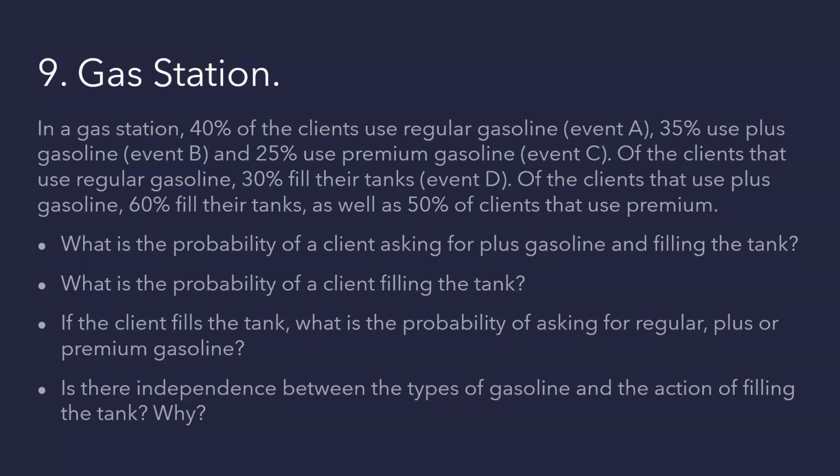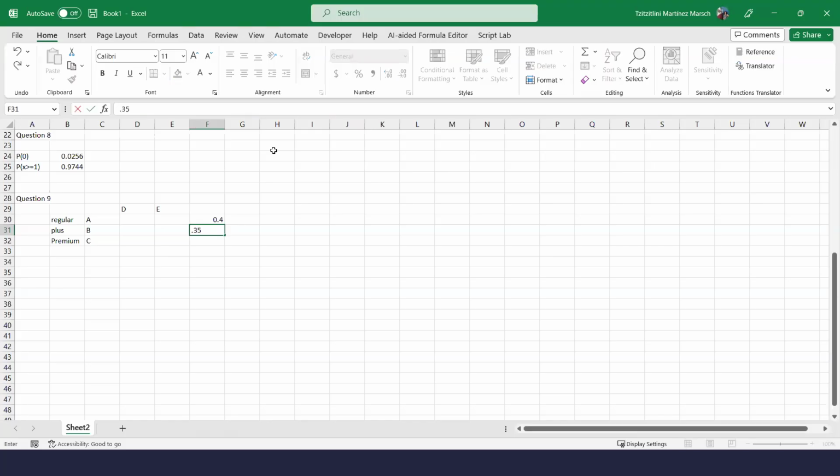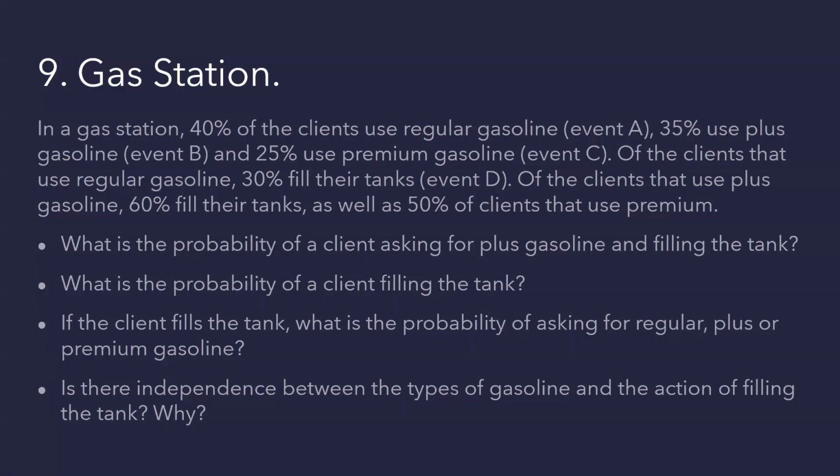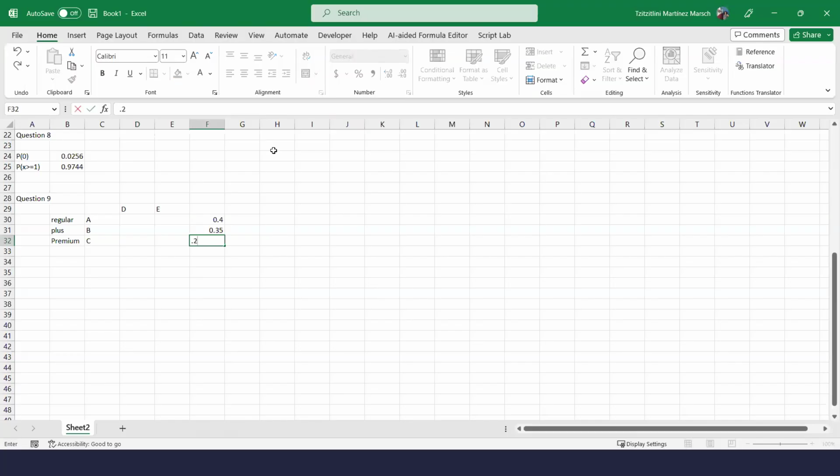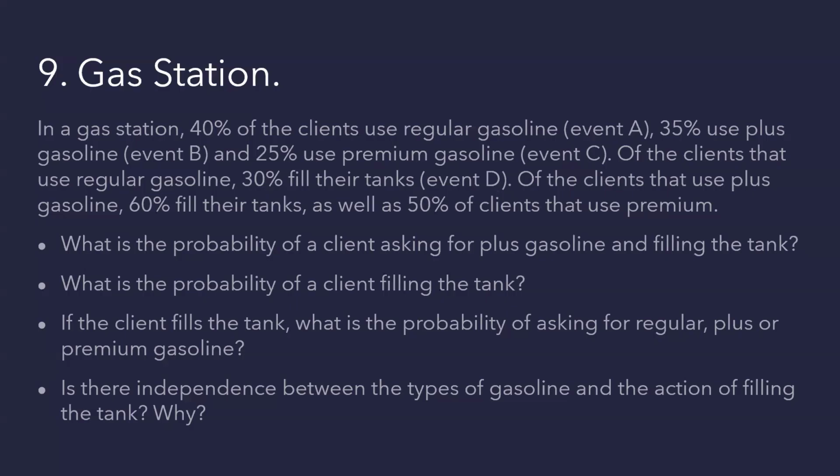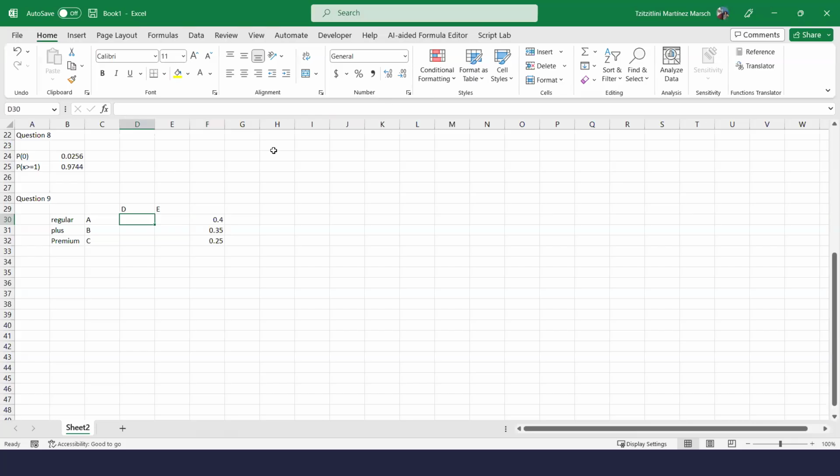Then 35% use plus gasoline, 0.35, and that should give us another 0.25. That's the total. So we know that total. Then we have, of the clients that use regular gasoline, 30% fill their tanks. So 0.30 times 0.40 is going to get it. That means that 0.70 don't fill their tanks.